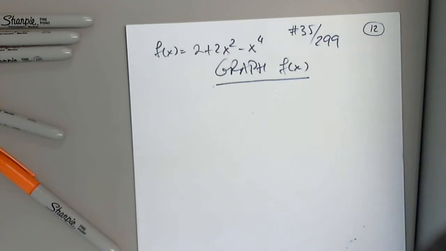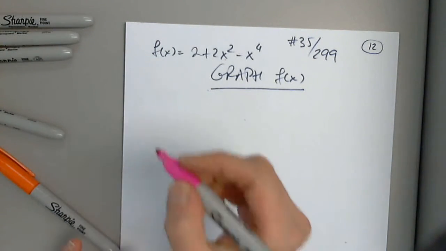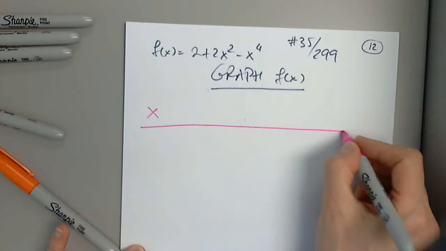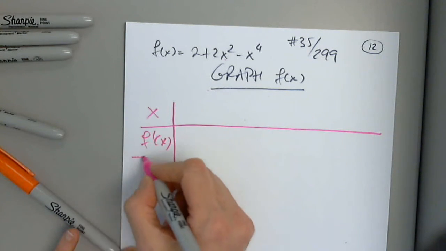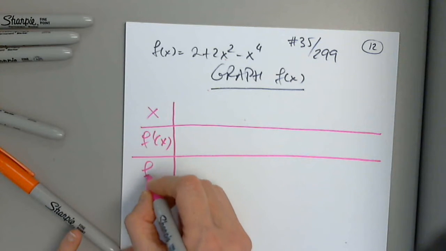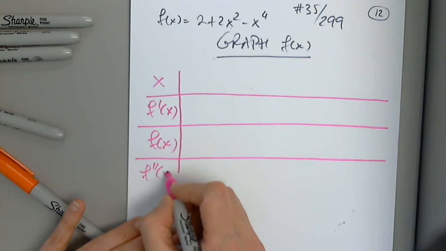So we're going to use a table, and I strongly recommend it to you too. So here's the table that we will use. X, of course, is the variable in the problem. F prime, the function in the middle, and the second derivative follows.